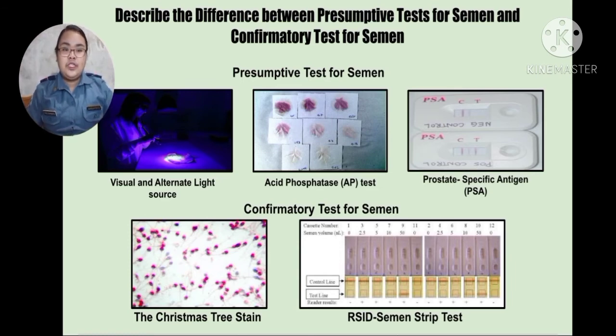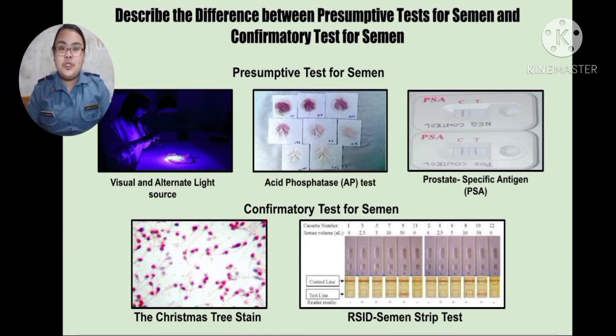So, next, let's proceed to the RSID semen strip test. This test produces sensitivity and specificity to human semen. Similar din daw po ito sa pregnancy test strip. Ang RSID naman daw po ay nag-identify din ng presence ng seminal vesicle specific antigen. This antigen is unique to semen, so there's no cross-reactivity with other body fluids.